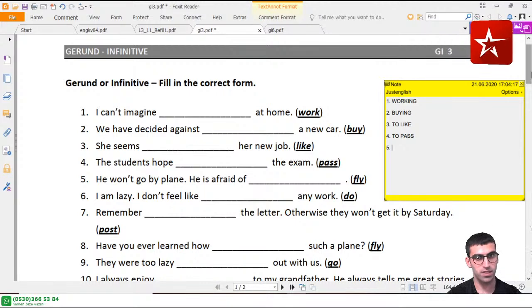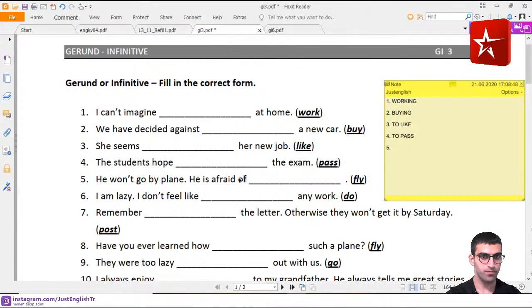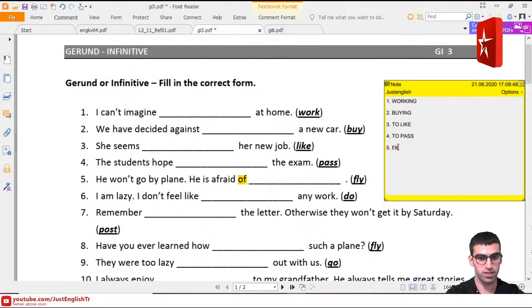Yes, because after a preposition, like of here, is a preposition, as you see. After of, let me highlight both of them. Yes, after of we have to use gerund. Flying is a correct answer for number 5. Recep, Elif, and Ceylami, your answers are correct.